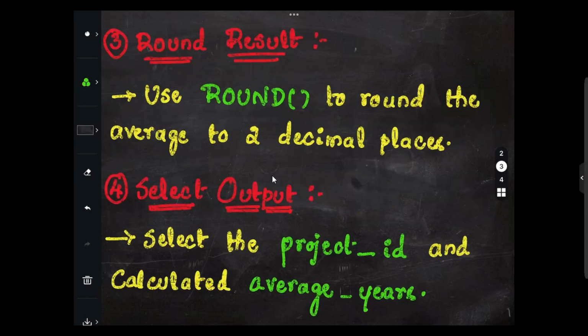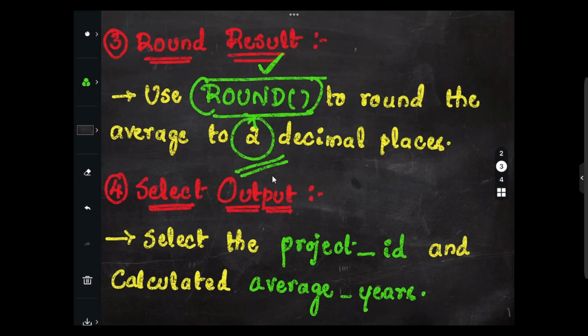So let's move on with the third step here, nothing but round result. So we have to round to 2 decimal places. That is the reason, we have already discussed this one. We will be making use of the round keyword to round the average to 2 decimal places. So I hope this is clear.